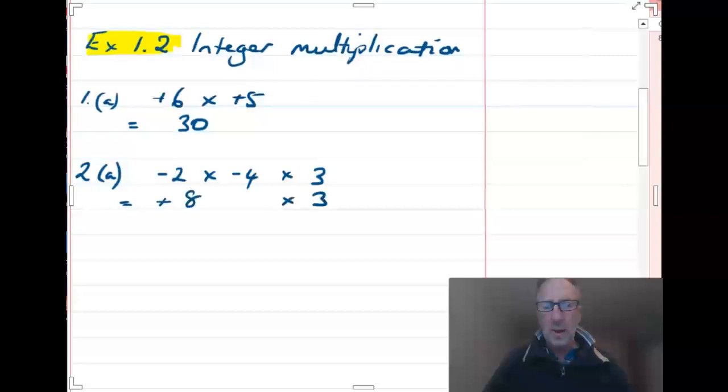Notice I write things underneath each other as I go down the page. That's so that I can keep track of what I'm doing, and it also makes it much easier to find a mistake if you make one. So 8 times 3, positive 8 times positive 3, is 24.